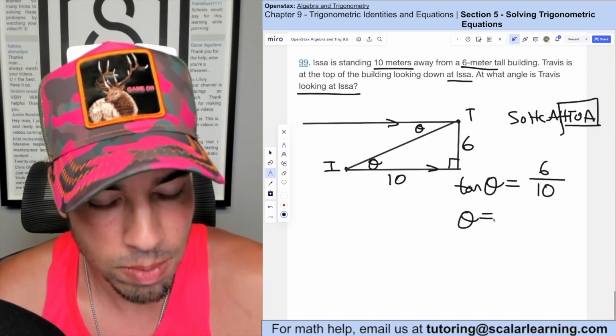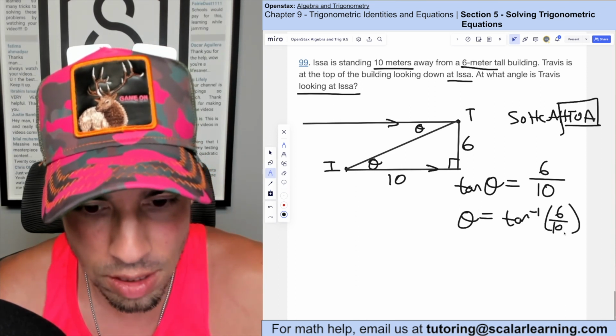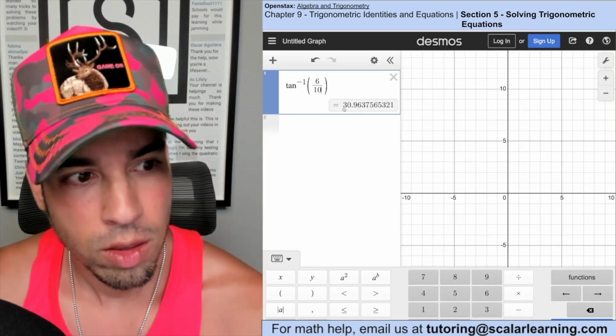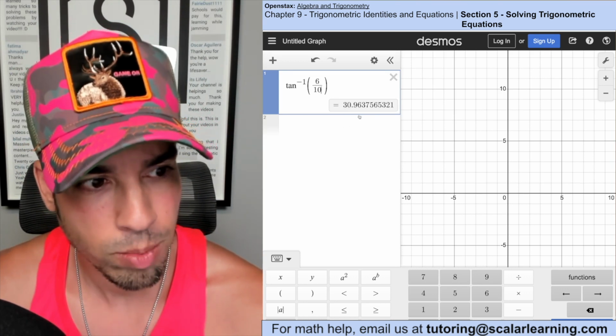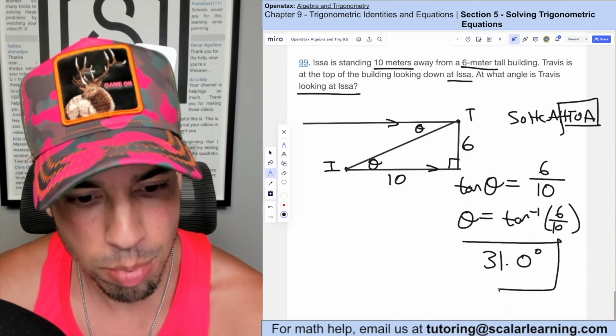And then to solve for this, I'm going to take arctangent of both sides. So we're going to take arctangent of 6/10. Let's find that in Desmos. And we get 30.96, which rounds up to 31.0. So 31.0 degrees, boom, done.